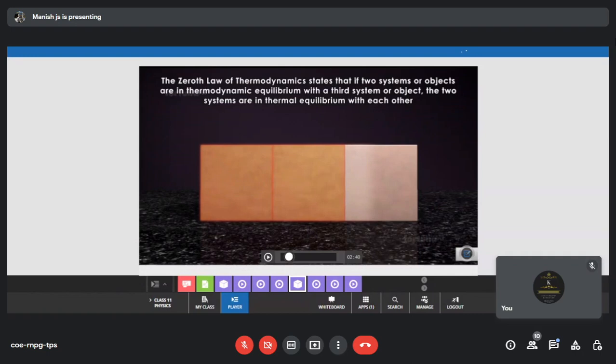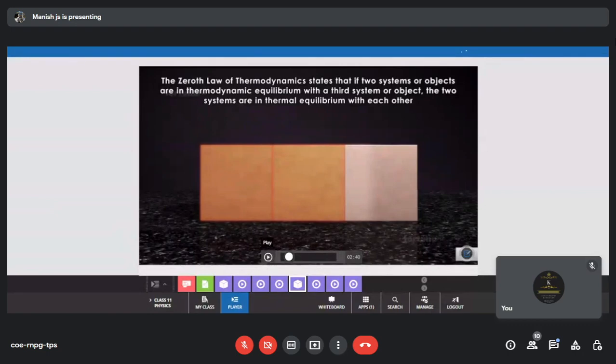So when you take two systems or objects which are at the same temperature and combine them with a third object, then all the three objects or all the three systems would be in thermal equilibrium with each other. Or the two systems combined together would be in thermal equilibrium with each other. So this is the zeroth law of thermodynamics.